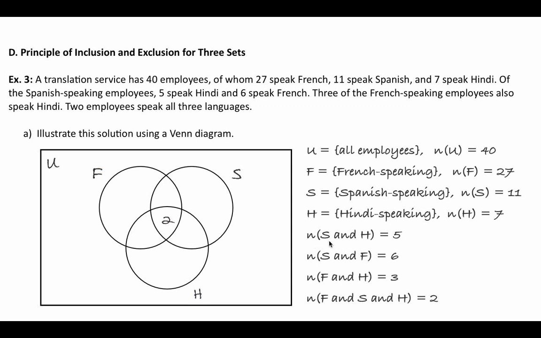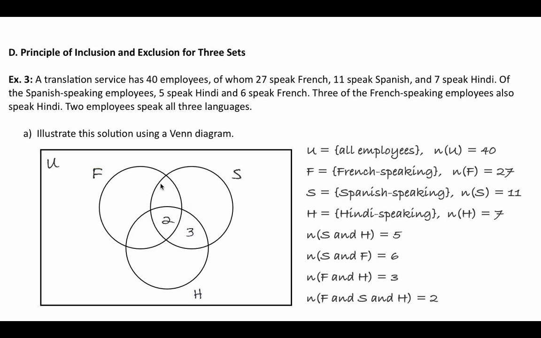So here we have the number of Spanish and the number of Hindi speakers. And so really that represents the overlap between the Spanish circle and the Hindi circle, which is right here. Now again, we've already placed 2 of these 5 people. So we shan't write 5 in this circle because that would give us 7 in here. What we need to do is we say, okay, well there's 5 people, we've already placed 2 of them, so we need a 3 here.